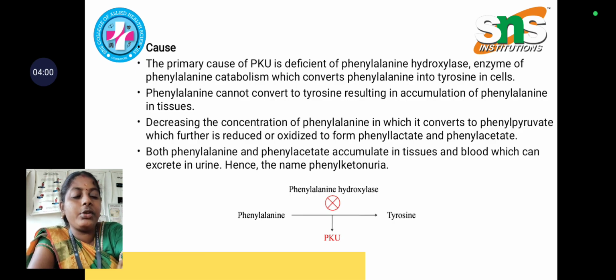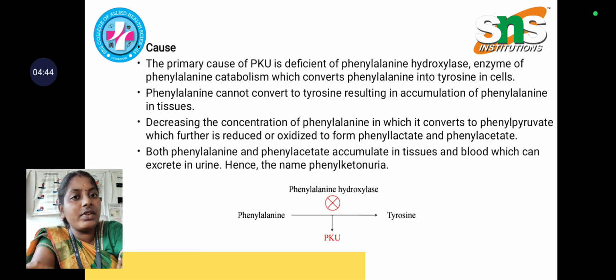called phenylketonuria. Phenylalanine has to be converted into tyrosine with the help of the enzyme phenylalanine hydroxylase. If our body cannot make a sufficient level of phenylalanine hydroxylase, phenylalanine cannot be converted into tyrosine, and it leads to the accumulation of phenylalanine in the tissues. Further, it gets converted into phenyl pyruvate, which is reduced or oxidized to form two compounds, phenyl lactate and phenyl acetate.